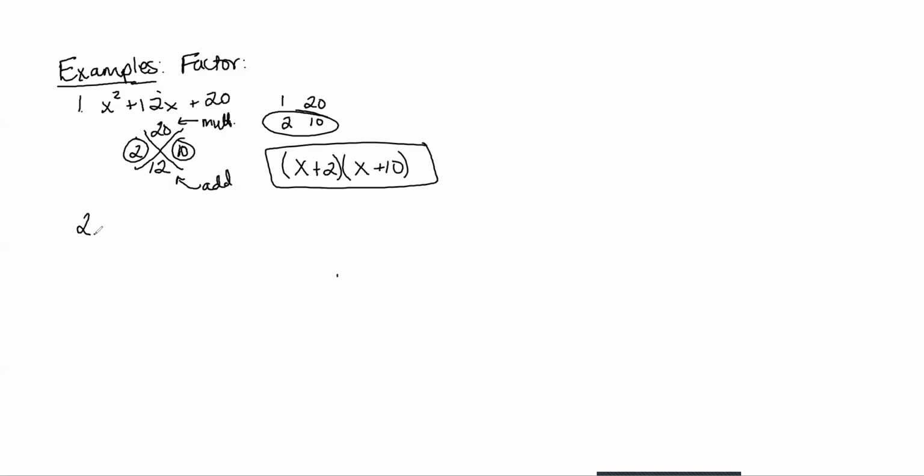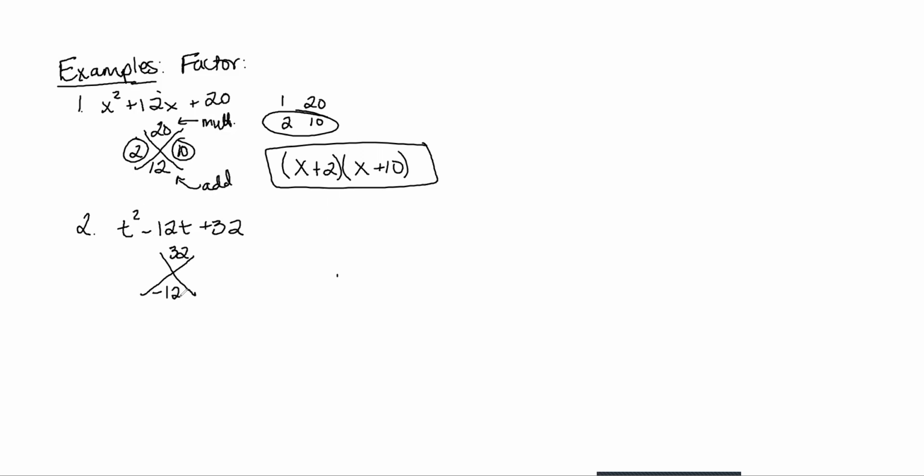Number 2, let's try one with some negatives. Negatives are where they start to get a little more confusing. This one is t squared minus 12t plus 32. So we want to go ahead and again figure out what we're multiplying to, what we're adding to. We're going to multiply to 32. We're adding to negative 12. So keep the sign that is in front of the number.